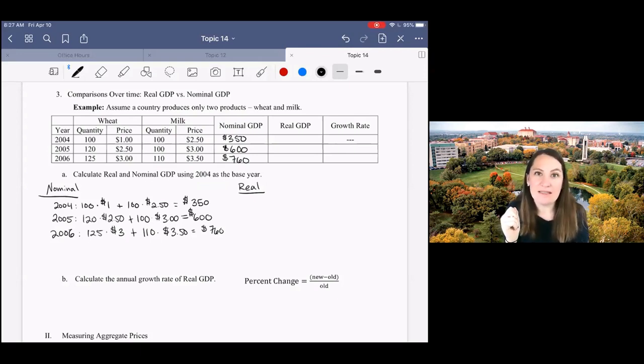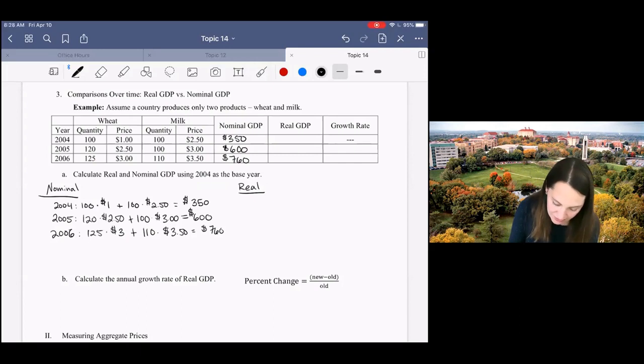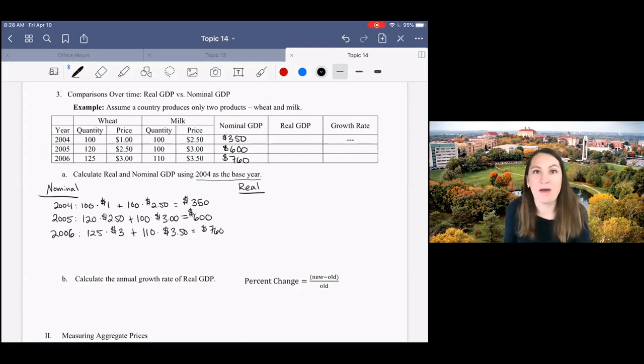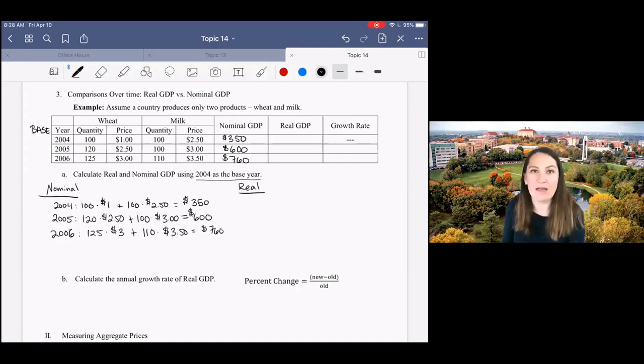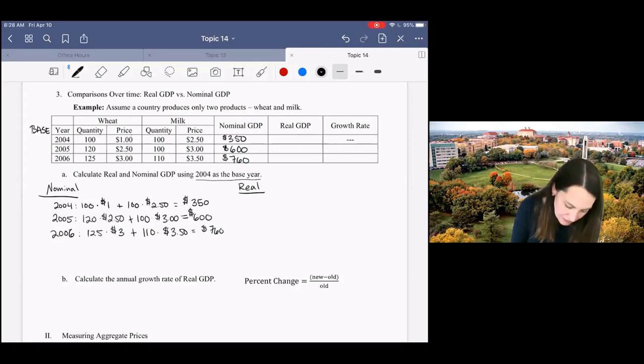And we'll do that by setting a base year and then only using prices from the base year to calculate real GDP. In this example, we're going to use 2004 as the base year. I will always tell you what the base year is, and it's basically always the first year of data. Here, 2004 is our base year. We want to go through and recalculate the value of production using only prices from 2004.